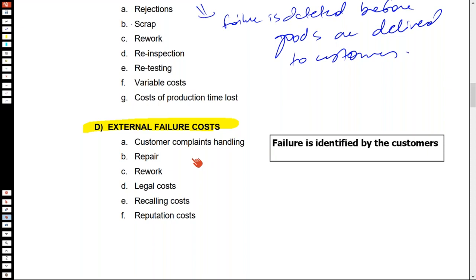So that would include whether you are handling the customer complaints, whether you're repairing the goods, the legal costs, the pickup costs, etc. All of this is going to be considered as the external failure cost. Now, let's move a bit forward. Let's discuss a bit further.